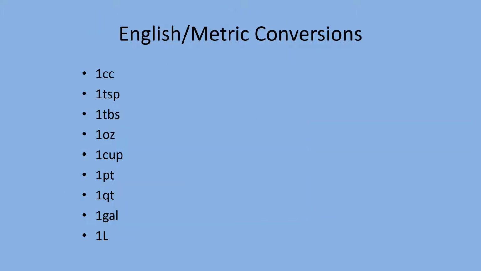How many mLs is a cc? 1. How about a teaspoon? 5. A tablespoon? 15. An ounce? 30. 1 cup? 240. There's 8 ounces in a cup. How about a pint? 480. 16 ounces in a pint. So that means there's 2 cups in a pint.